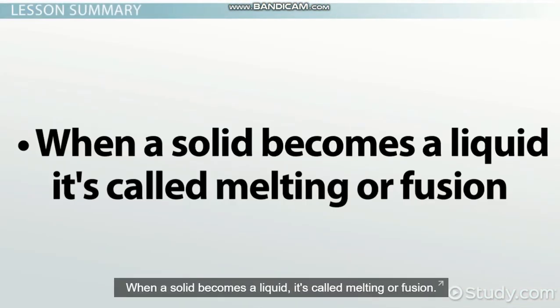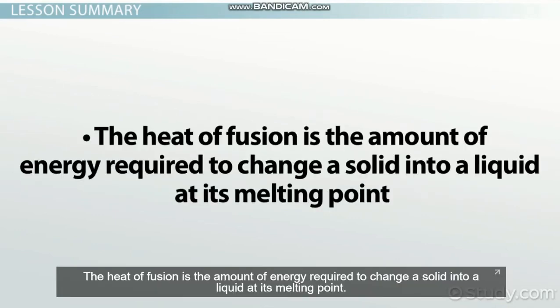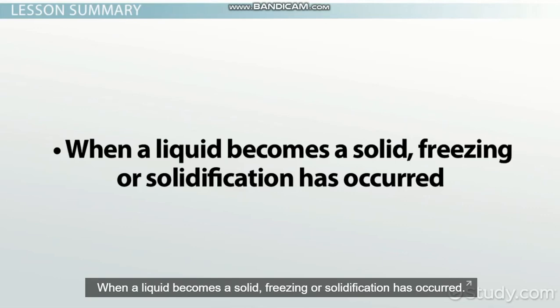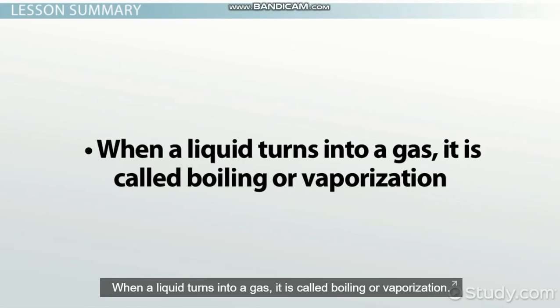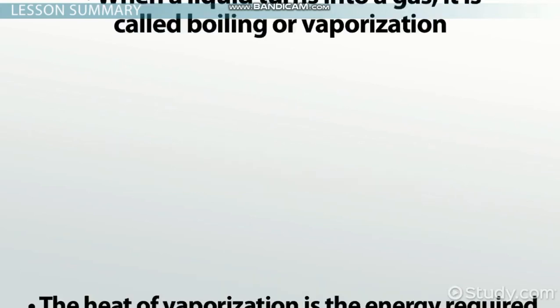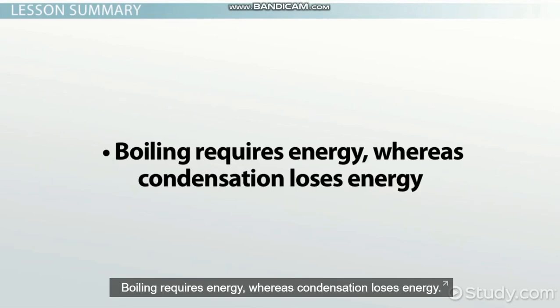When a solid becomes a liquid, it's called melting or fusion. Melting requires energy, whereas freezing loses energy. The heat of fusion is the amount of energy required to change a solid into a liquid at its melting point. When a liquid becomes a solid, freezing or solidification has occurred. When a liquid turns into a gas, it's called boiling or vaporization. The heat of vaporization is the energy required to change a liquid into a gas at its boiling point. Boiling requires energy, whereas condensation loses energy.